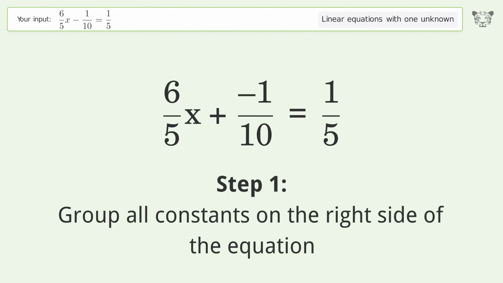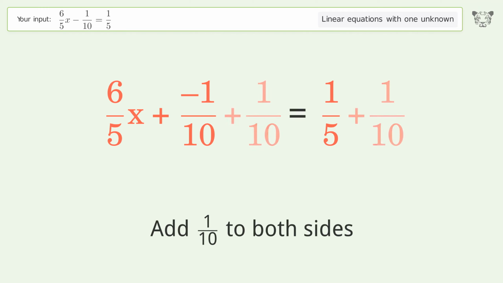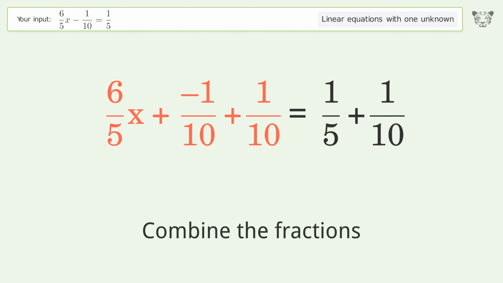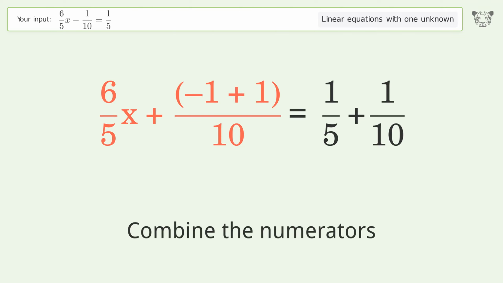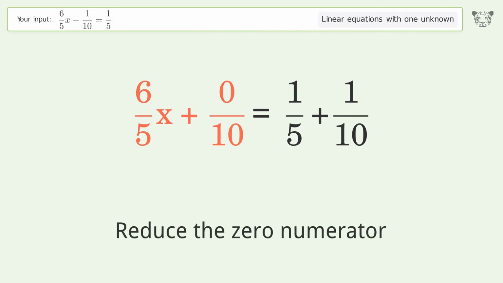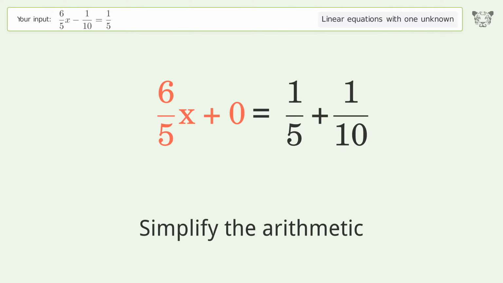Group all constants on the right side of the equation. Add 1 over 10 to both sides. Combine the fractions. Combine the numerators. Reduce the zero numerator. Simplify the arithmetic.